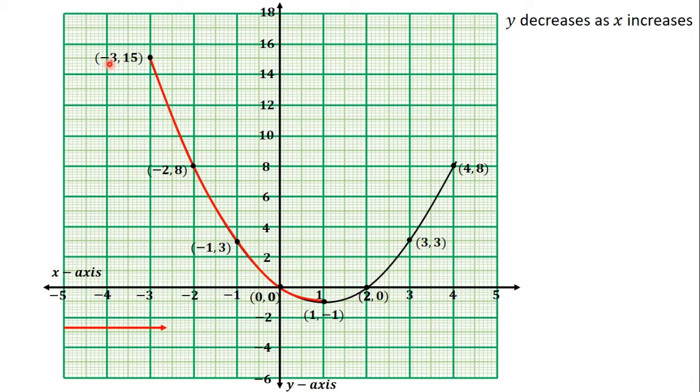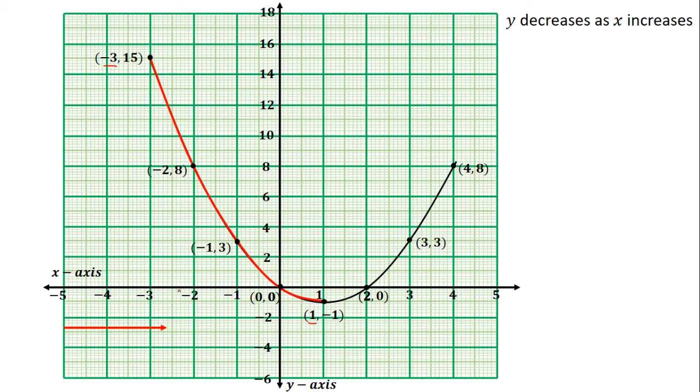X increases from minus 3 to minus 2, from minus 2 to minus 1, from minus 1 to 0, and from 0 to 1. But y decreases from 15 to 8, from 8 to 3, from 3 to 0, and from 0 to minus 1. So for this part of the curve, y decreases as x increases. We can find the range of values of x for this part of the curve. The range of values of x for this part of the curve is between minus 3, which is the starting point, and 1, which is the x-coordinate at the turning point.